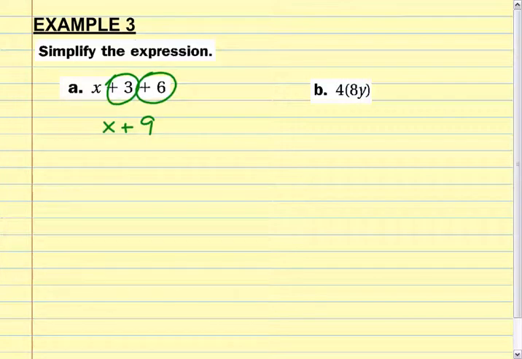Let me ask you this, Hank. Can I put the x and the 9 together? No. They're not like terms. I can't put them together. I can't cancel it out. I'm done. That's as much as I can simplify. Okay? Devin.